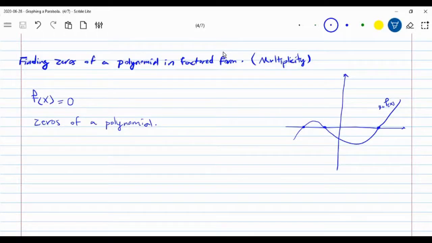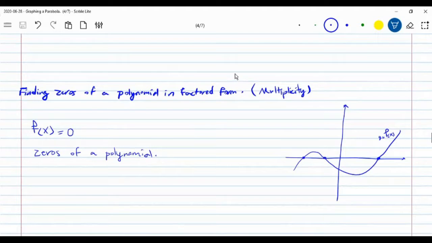In today's video, we're going to talk about zeros of a polynomial, specifically factored form polynomials, because it's not always easy to figure out the solution to a polynomial. So first, let's discuss what it means to find the zero of a function.